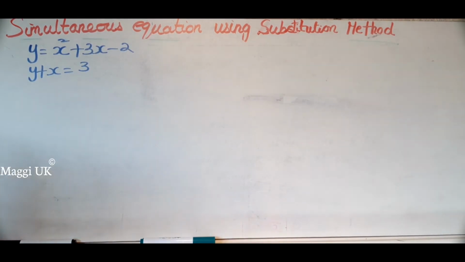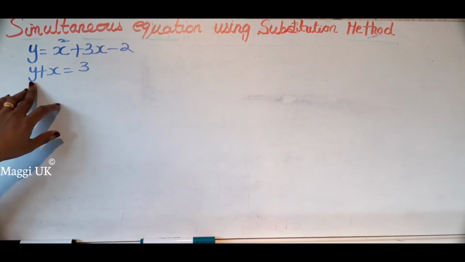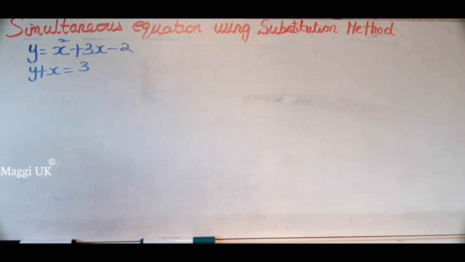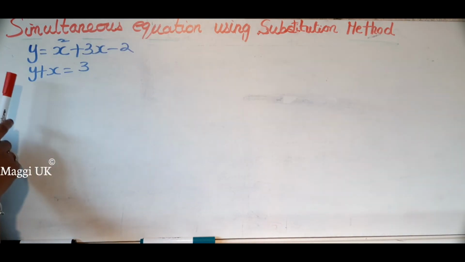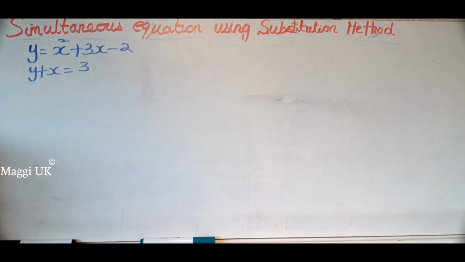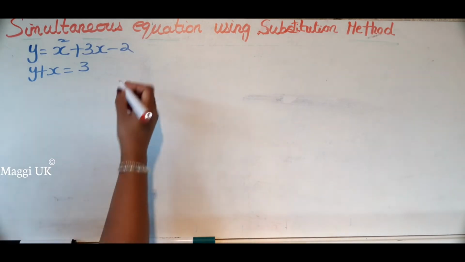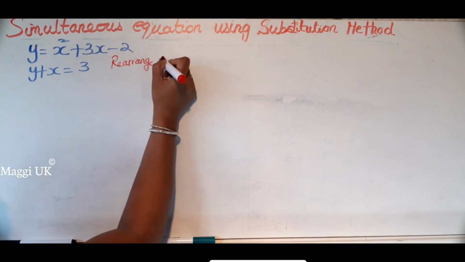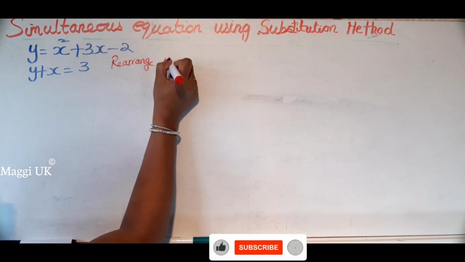Okay, the next one is a little bit different. In the previous sums, they have given y equal to something, so you directly substitute. But in this one, you have y plus x equal to 3. So first what you need to do is rearrange it to make y its own subject. So what I'm going to do is rearrange y.